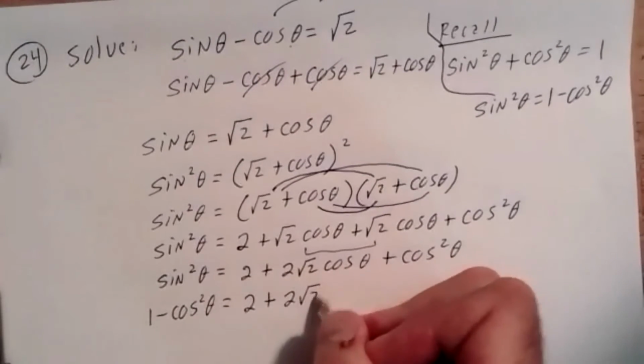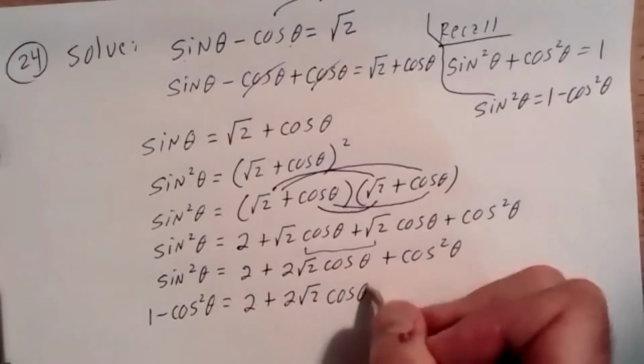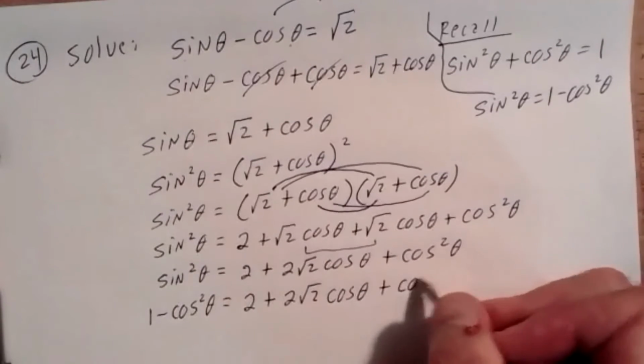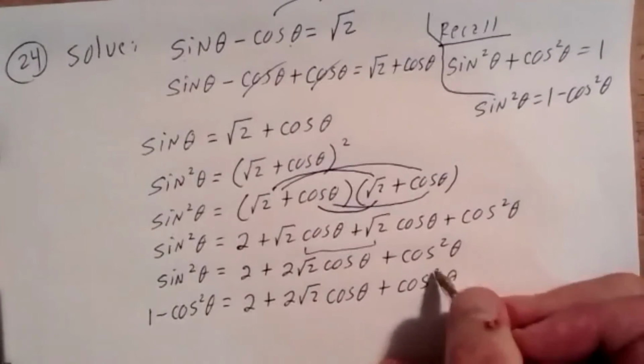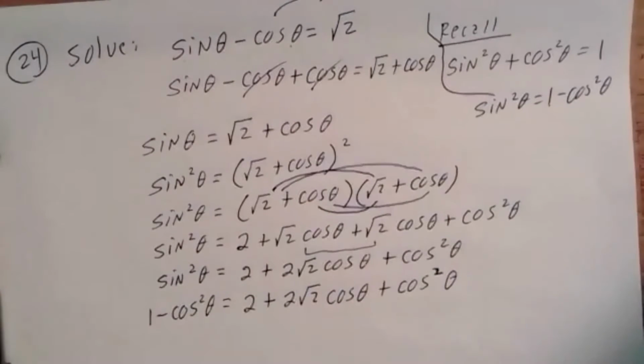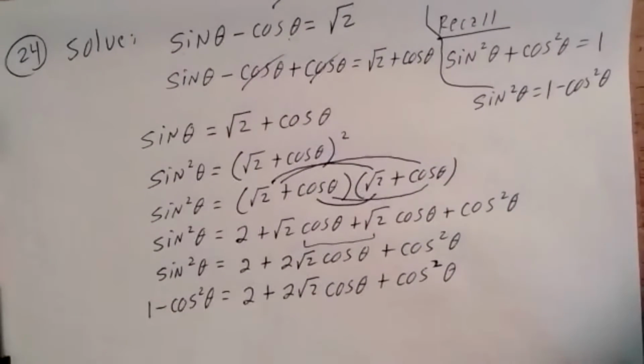The good news now is the fact that our equation has been reduced down to only one type of trig function, namely the cosine. The bad news is it looks like there's a lot more work that needs to be done. So we're not done yet. Anybody understand what's happened up to this point?